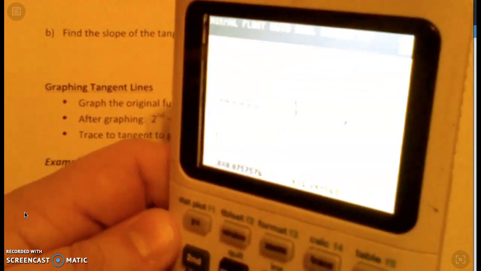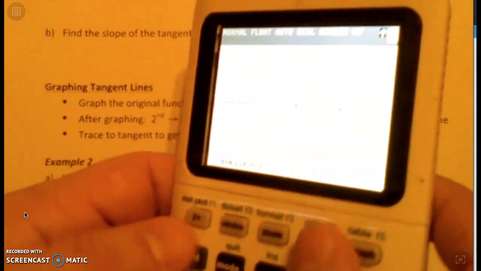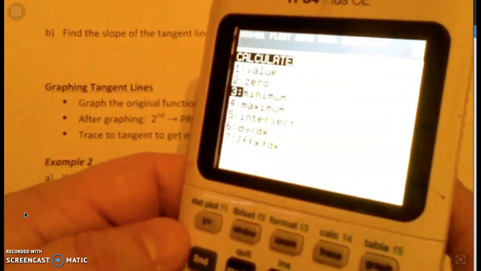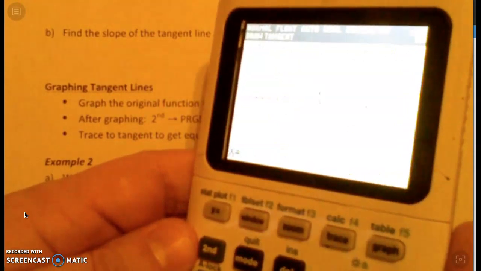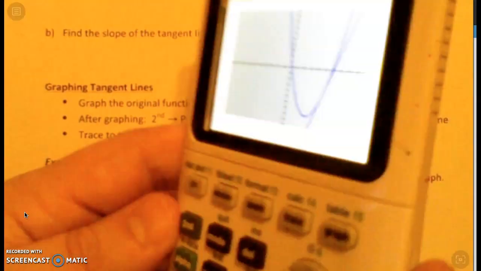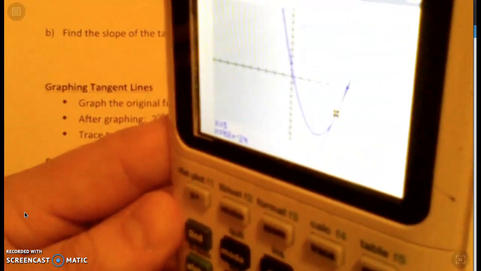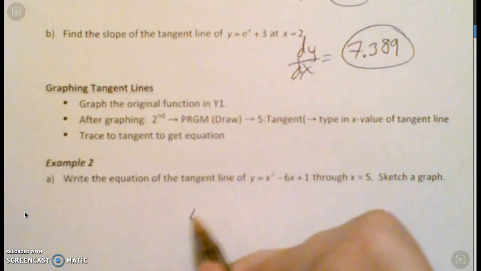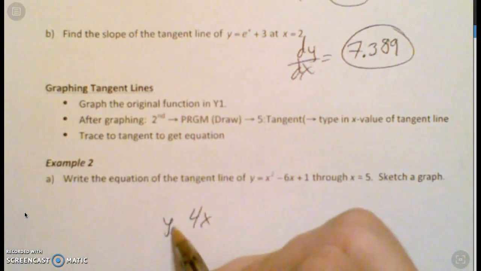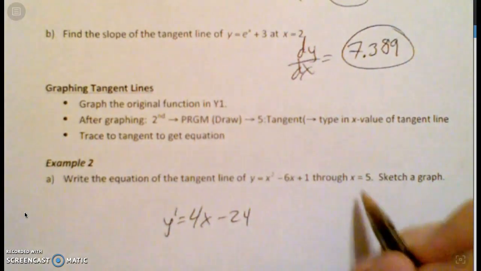Let me do it again, it's good practice, right? Second draw, tangent, 5. If you look at the y part, it tells you the equation of the tangent line. It's 4x plus negative 24, so 4x minus 24. That's the equation of the tangent line.